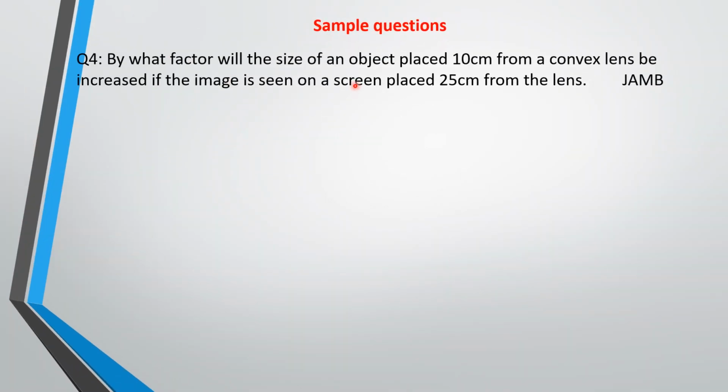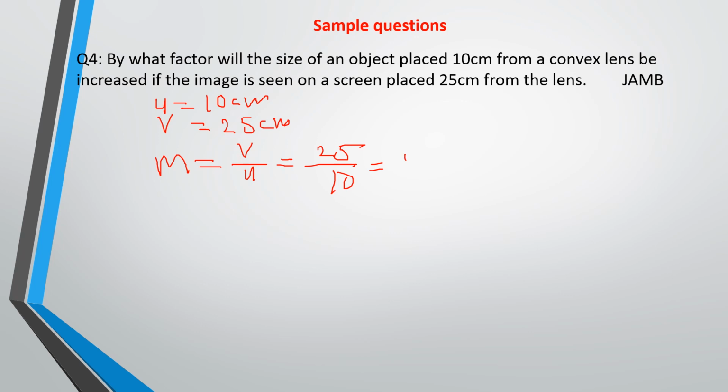Another problem I will need to solve. By what factor will the size of an object placed 10 centimeters from a convex lens be increased if the image is seen on a screen placed 25 centimeters from the lens? So from this question, we have that object distance is equal to 10 centimeters. Image distance is equal to 25 centimeters. So they're asking you to find the magnification of the image. Magnification is equal to image distance over object distance, which is equal to 25 over 10. So this gives us 2.5. That is the magnification you are looking for, 2.5.